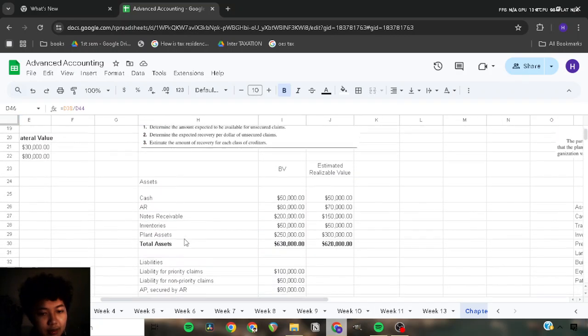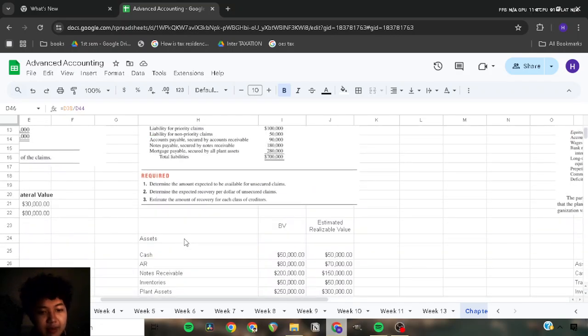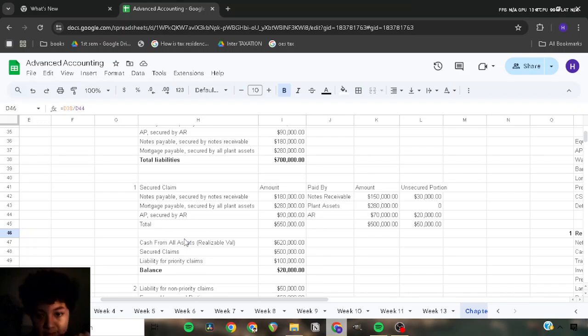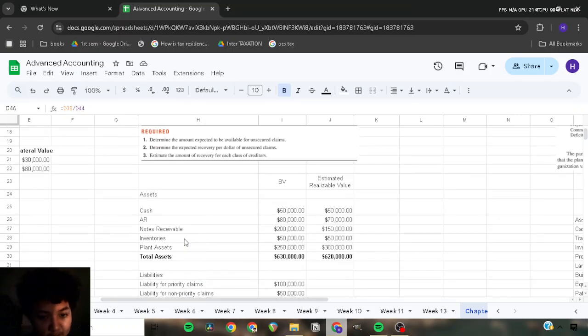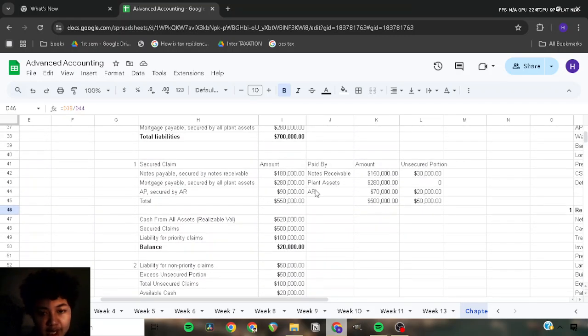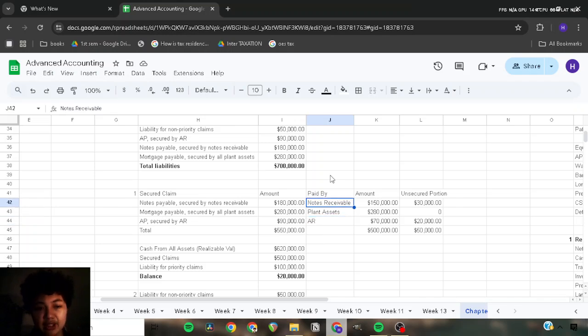It's about financial reporting during bankruptcy. You have a balance sheet here, and they ask you to determine the amount expected to be available for unsecured claims, recovery per dollar, and the amount of recovery for each class of creditors. For the first number, I just calculate this. You have the amount, which I took from the balance sheet, and then I listed here which account it's paid by, because each account is secured by different accounts. For example, notes payable is secured by notes receivable, so it's like that.